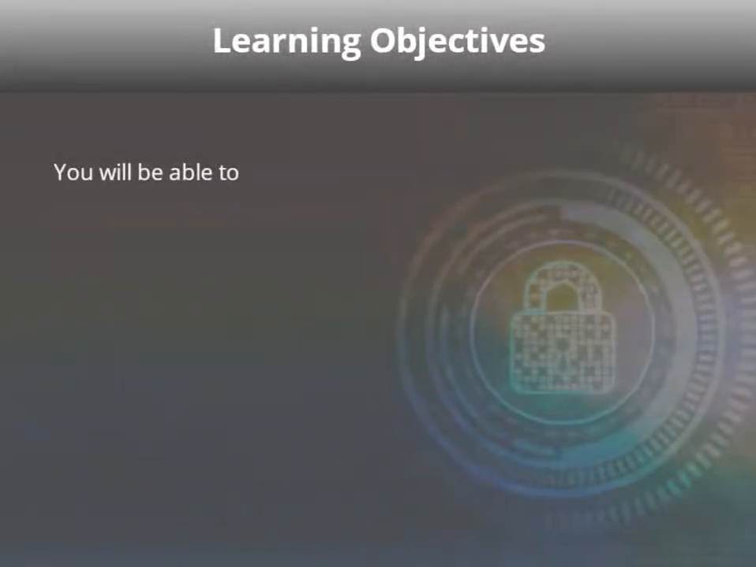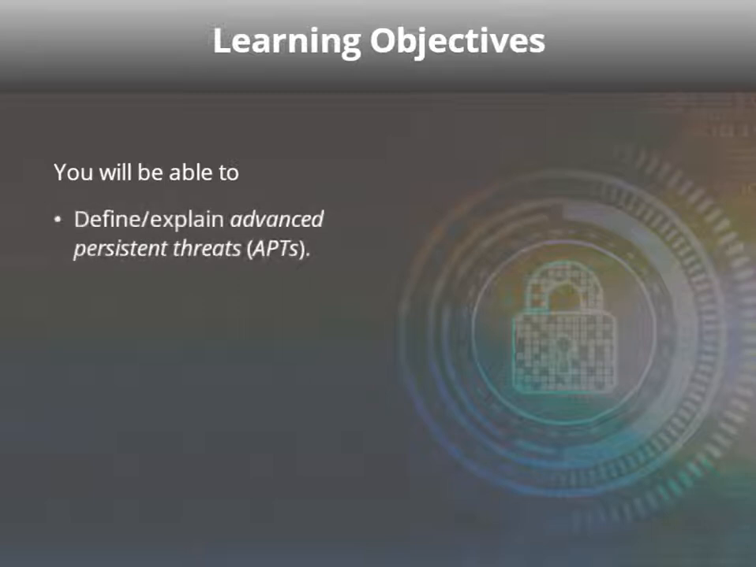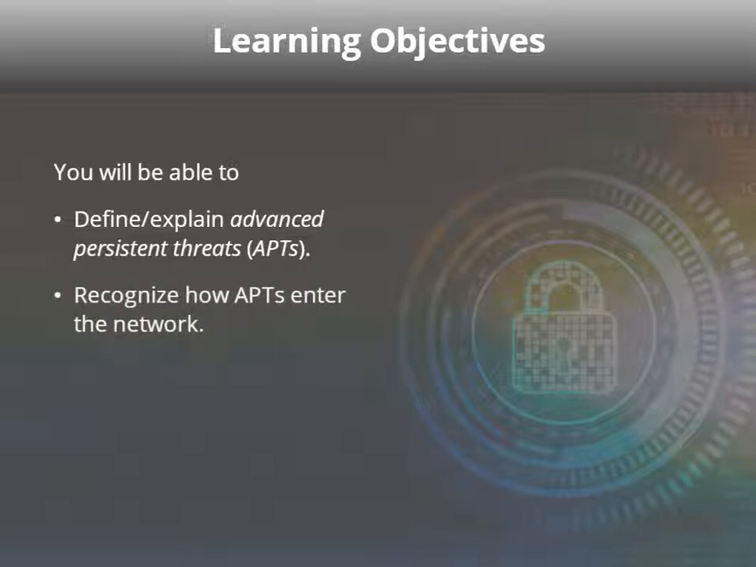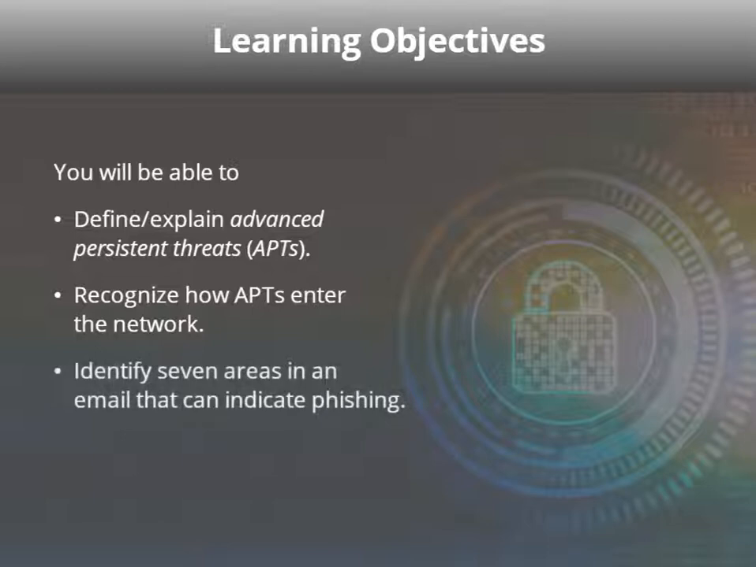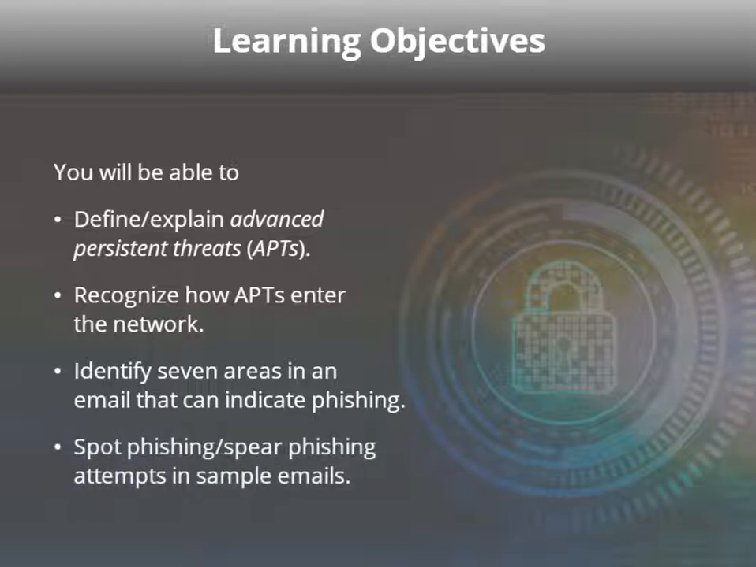Upon completion of this course, you will be able to define and explain Advanced Persistent Threats, or APTs. Recognize how advanced persistent threats enter the network. Identify the 7 areas in an email that can be indicators of phishing and, given an exercise, apply the appropriate methods to spot phishing and spear phishing attempts in sample emails.